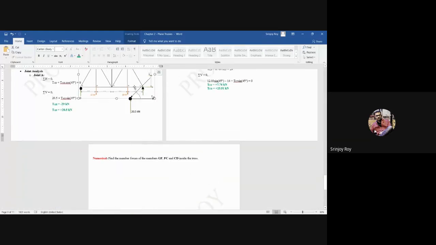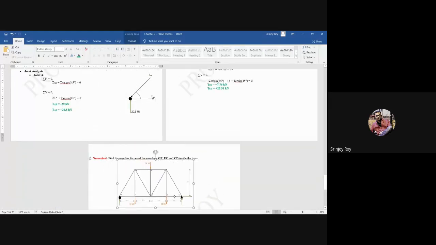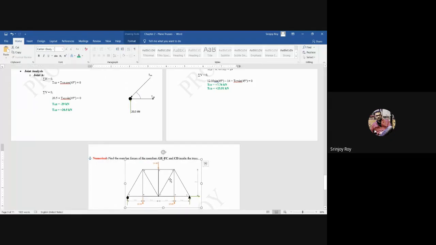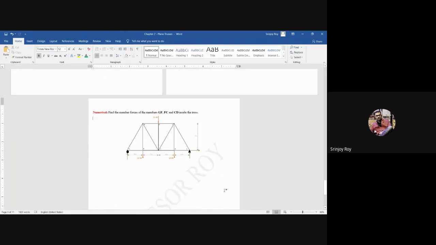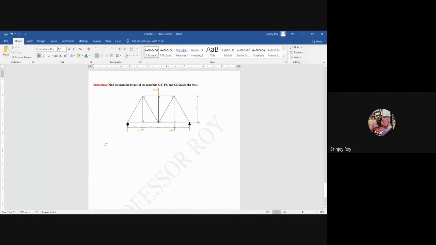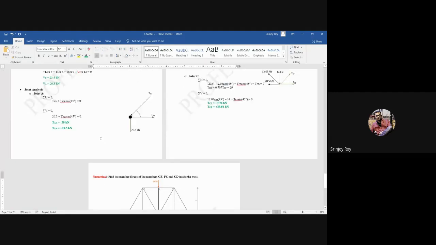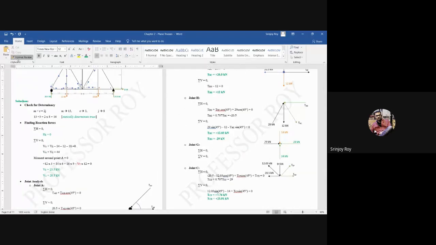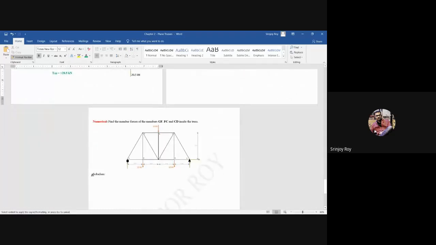Let's make it down like this. Clear, everybody? Now what to do in this case? How will we solve this? Solution. What to do in this case? First thing, what to do?